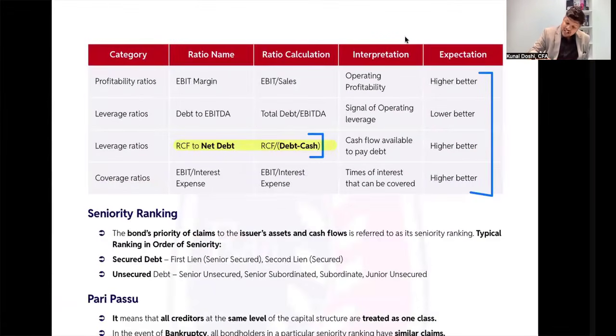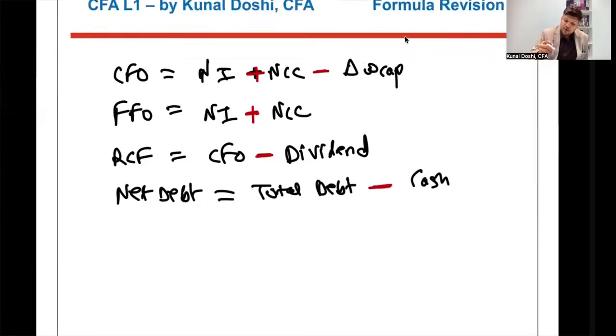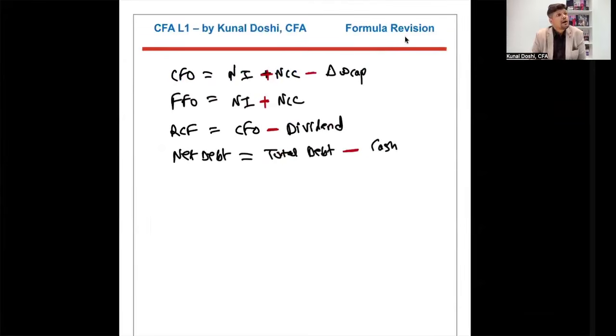You know why this is important in real life? Because some companies, let me tell you, if I say Apple has a debt of $2 billion, is it too much or too less? $2 billion debt Apple has. Too much, right? But if the cash it has is more than $100 billion, then it is too less, right? So we don't look at only debt, we do look at net debt.